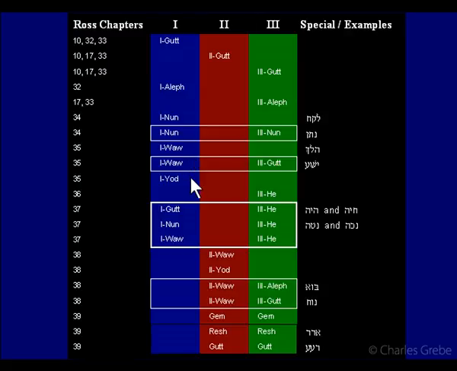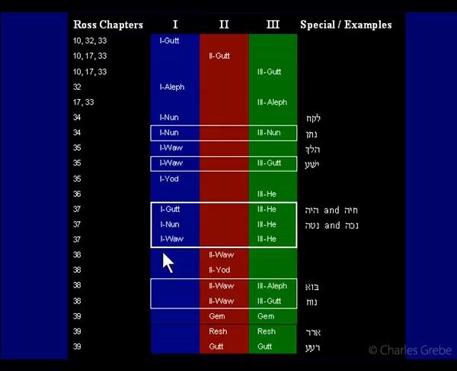Those are our doubly weak verbs. Then first vavs, and then original first yuds. So these were both in the same chapter. And then we just finished third hey. Now we have two major sections left. We have what we call the hollow verbs.